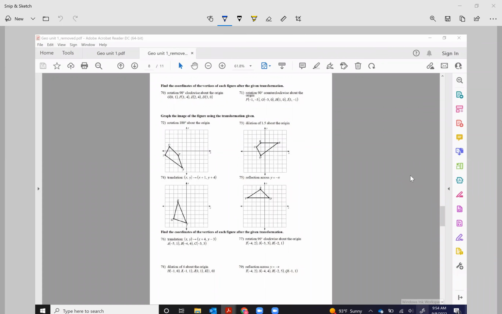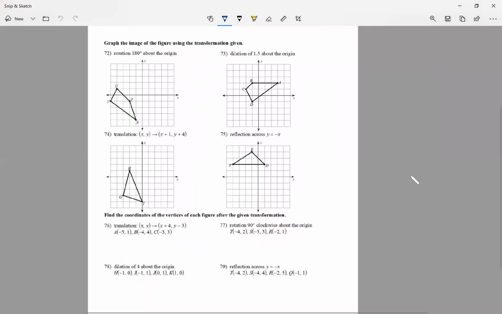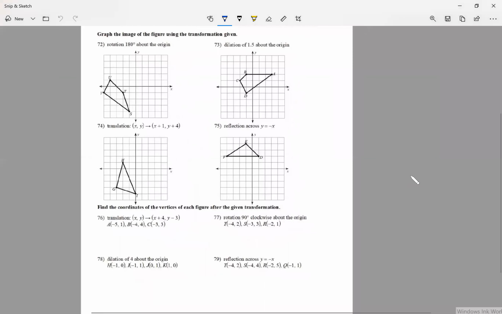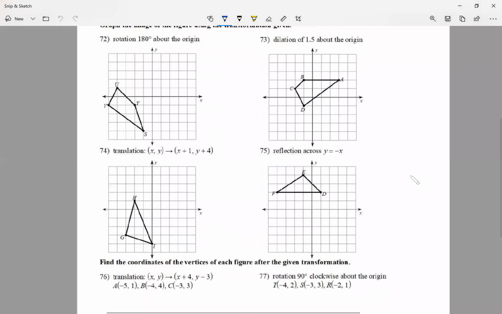Now we're going to review questions 72 through 79. And I said review because this is basically what we saw during the week. We saw 4 types of transformations. We saw translation, we saw dilation, we saw rotation, and we saw reflection. So I'm going to review all of them. So let's take a look.